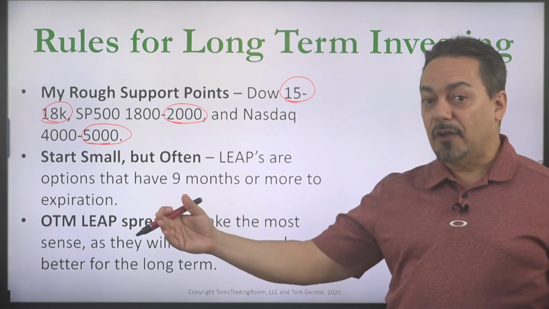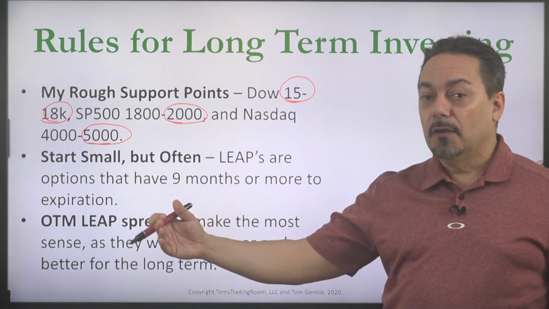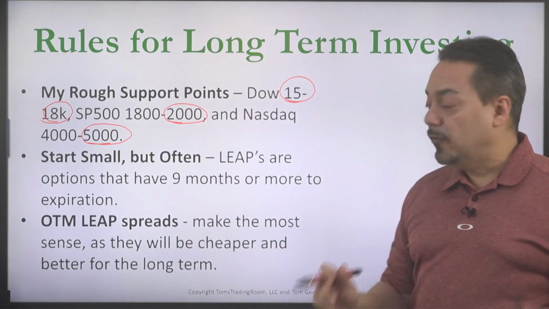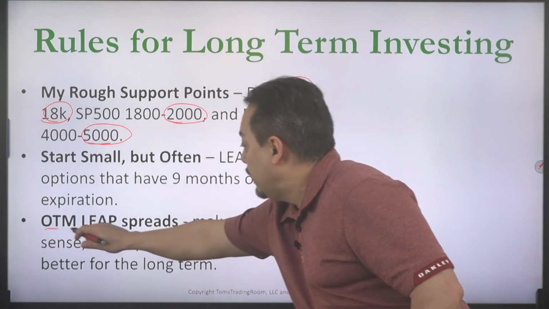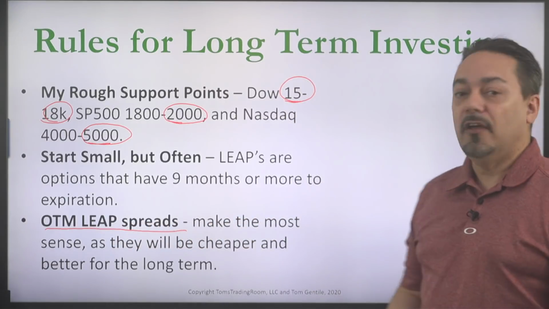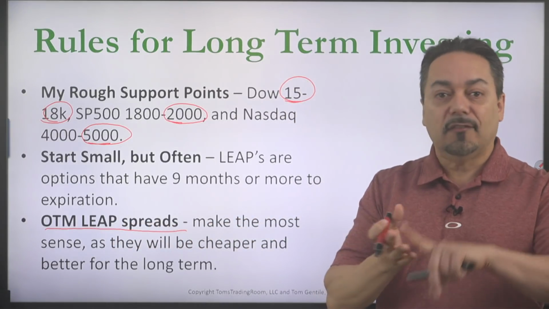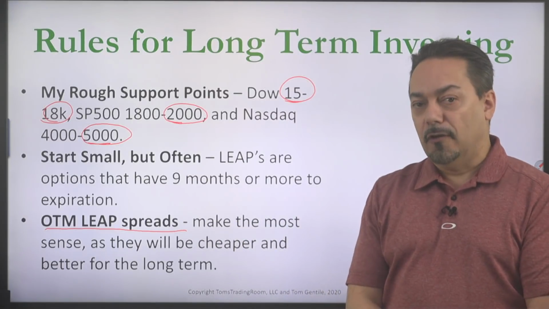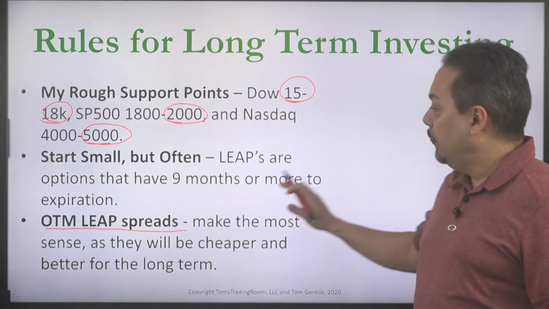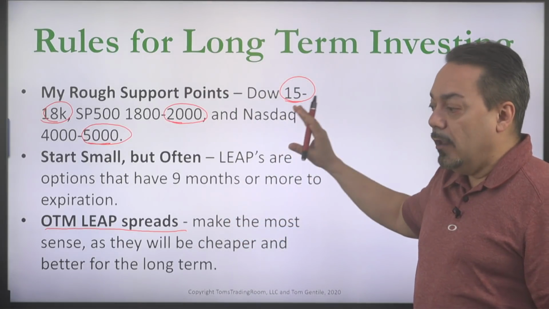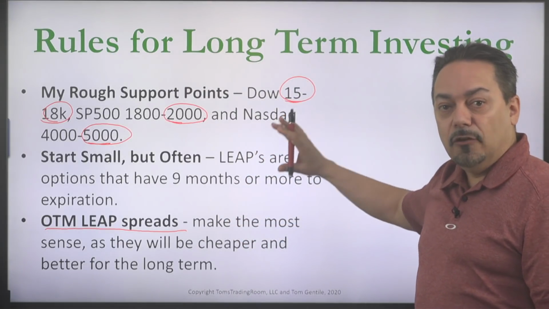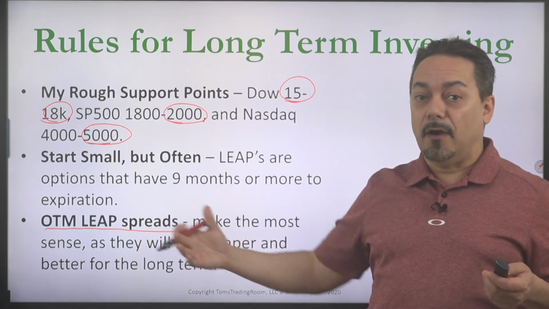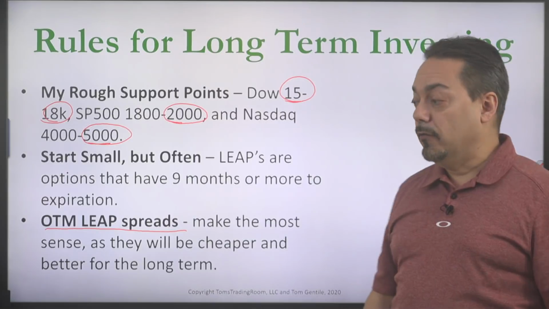LEAPS, because of all that time, are not cheap right now. They're expensive. So the best way you can position yourself in long-term investing with options is by utilizing what we call out-of-the-money LEAP spreads. They make the most sense. They're the cheapest, have the least amount of risk, and they have a great break-even compared to buying the LEAP on its own. And this puts you in a situation where you're anticipating looking for that bottom and having plenty of time for that bottom to actually occur and the recovery to start as well.